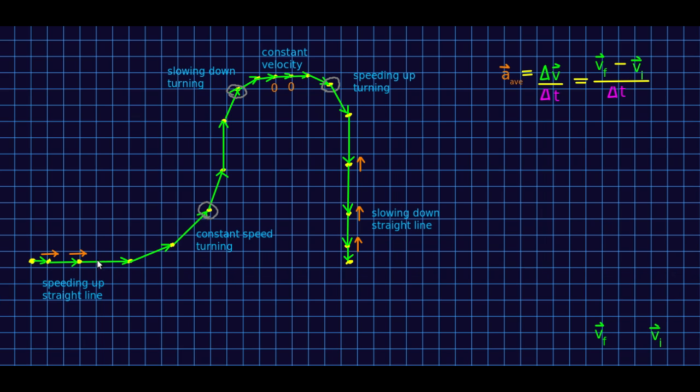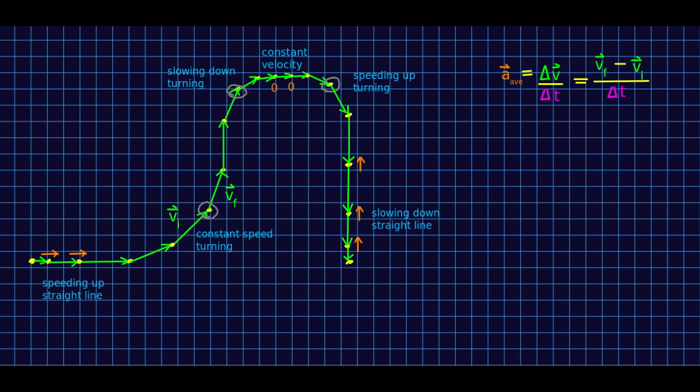When it's speeding up in a straight line, the acceleration points in the direction of motion. When it's slowing down in a straight line, the acceleration points opposite to the direction of motion, and constant velocity means 0 acceleration. But let's now see, by carrying out the vector subtractions, how it turns out for the other 3 cases. So let's now use this process of vector subtraction to estimate the acceleration vector at this circled time here.